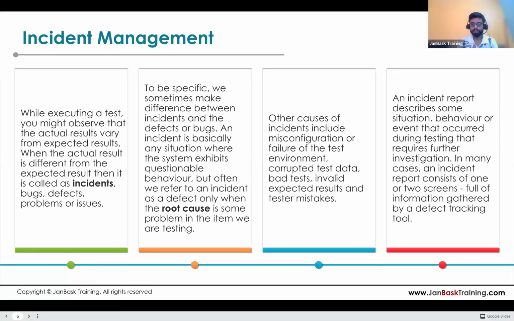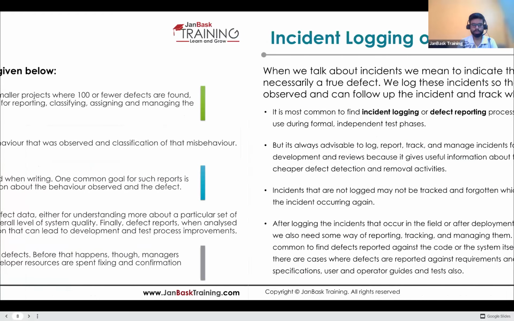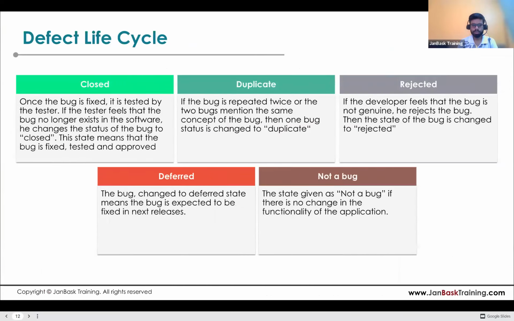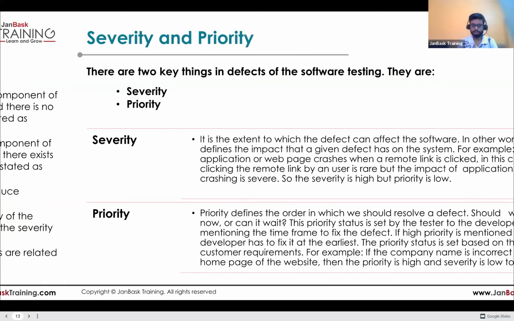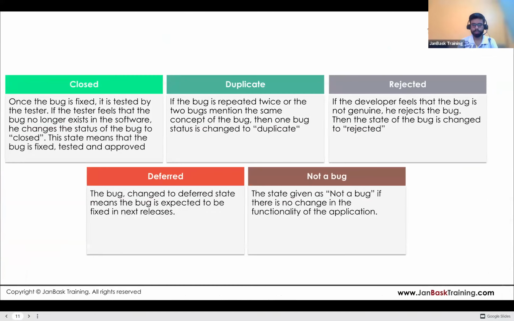No, no. Okay, so the last point, you can see an incident report describes some situation, behavior, or event that occurred during testing that requires further investigation. In many cases, an incident report consists of one or two screens full of information gathered by a defect tracking tool. So, what are those informations that I think should be provided here? Okay. If not, then I think I should show you, because that is also important.